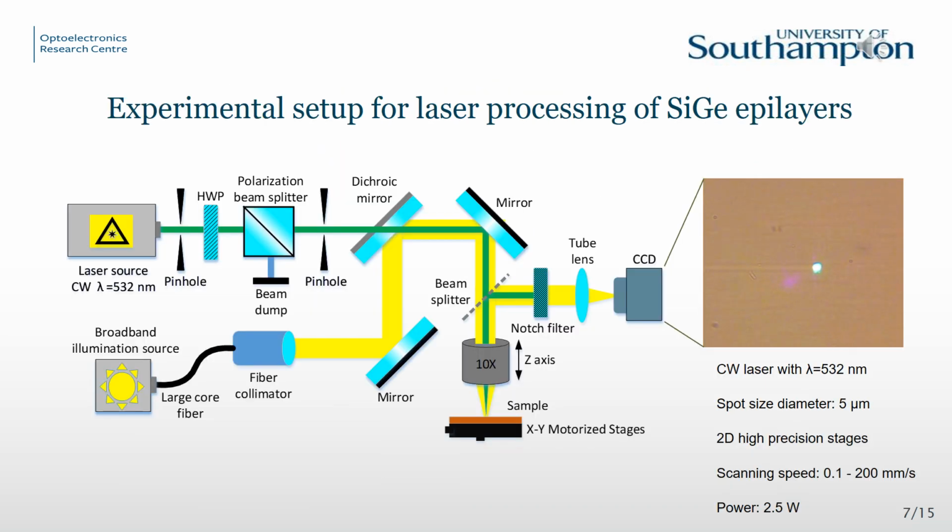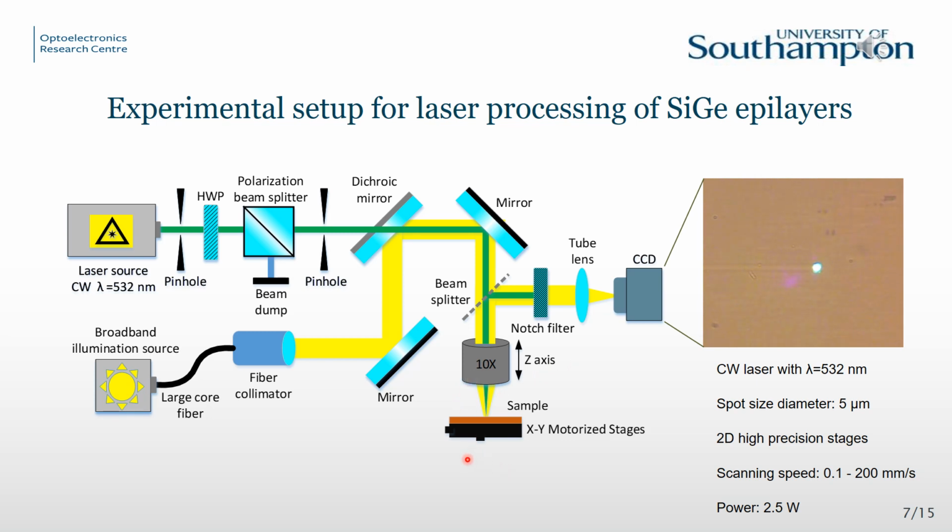This is the schematic of our experimental setup used for laser processing of silicon germanium epilayers. The thermal source is a laser emitting continuous wave radiation at a wavelength of 532 nanometers. To avoid distortion in the laser beam, we adjusted optical power by using a polarization beam splitter and a half-wave plate. The laser beam was focused on the top surface of the epitaxially grown silicon germanium thin film using a 10x objective lens to produce a spot size of 5 micron in diameter.